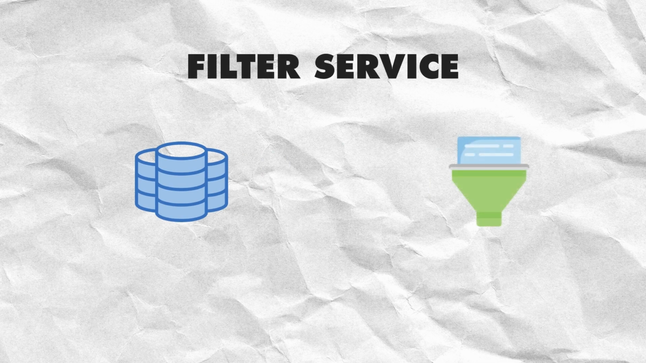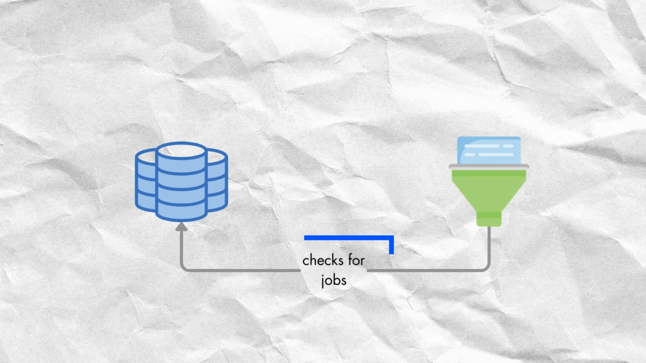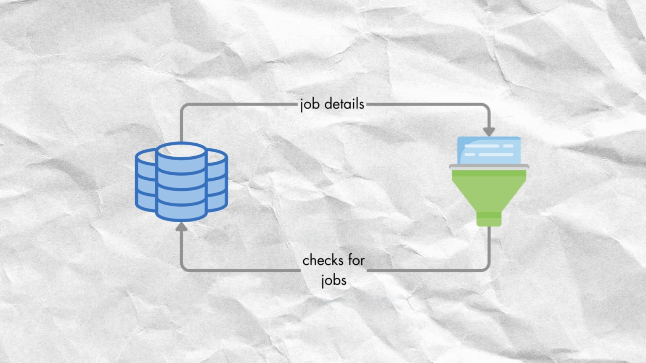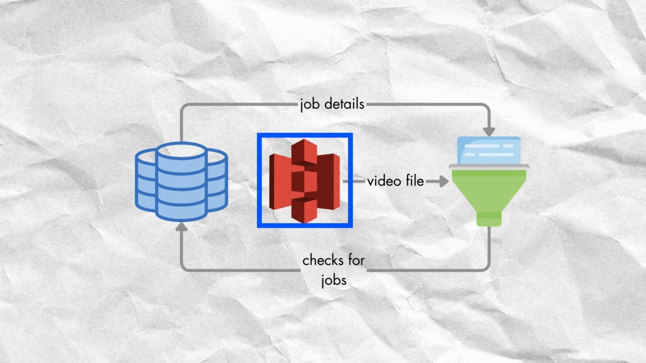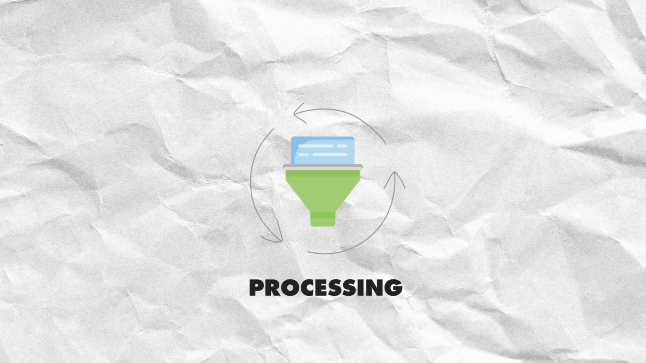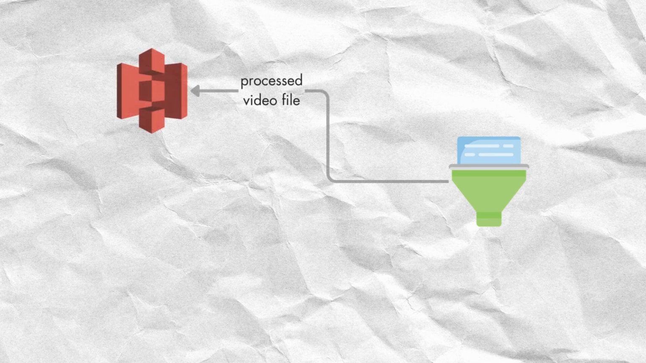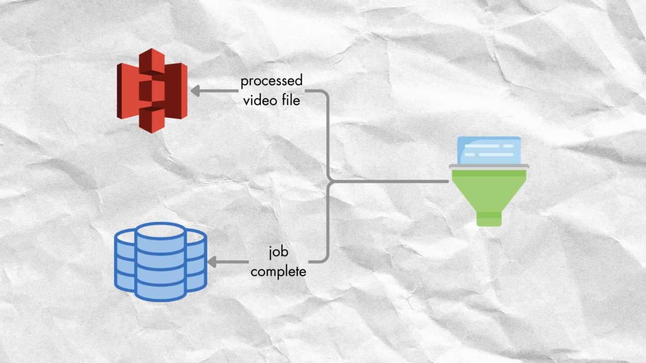We'll also have another service, which I'm calling the filter service, that periodically checks the SQL database for jobs that haven't been started. If a job is found, the service pulls that information about that job from the SQL database and also pulls down the raw footage from S3 for that job. From there, this service will begin processing that raw footage using a variety of video processing algorithms and machine learning models. And once it's done, the service will upload the processed footage back to S3 and update the job status in the SQL database to done.